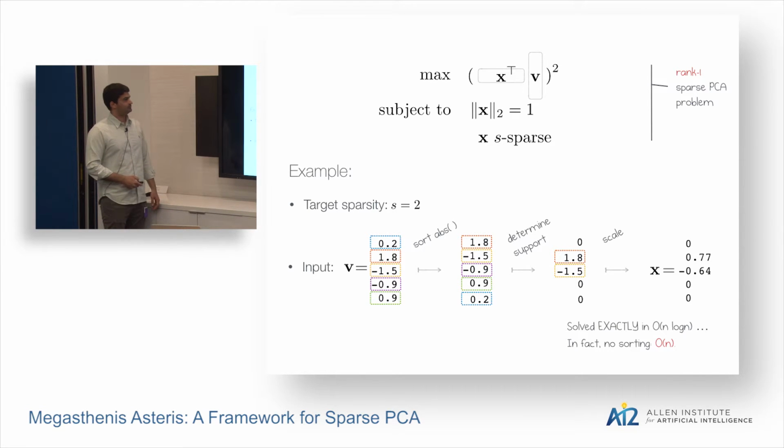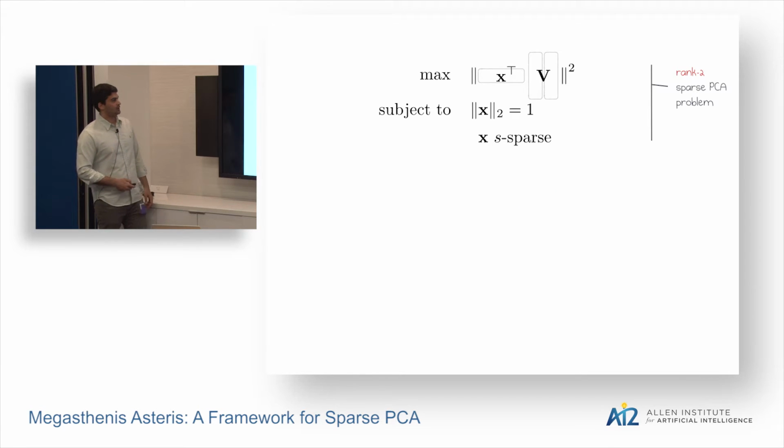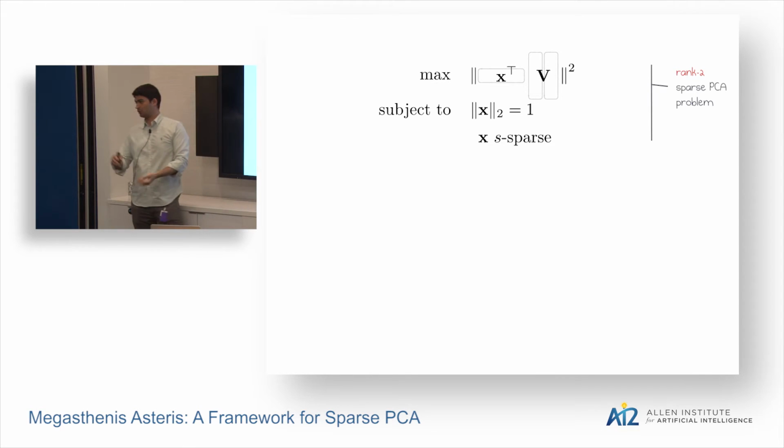Yes. Okay. So how do we solve the rank 2 problem? So rank 2, this is the objective function. It's a norm. So now matrix V has 2 columns. Okay, it's an n by 2 matrix.